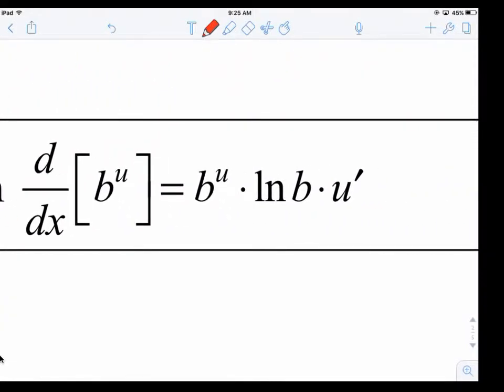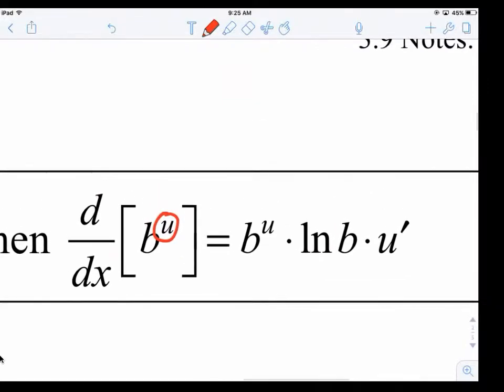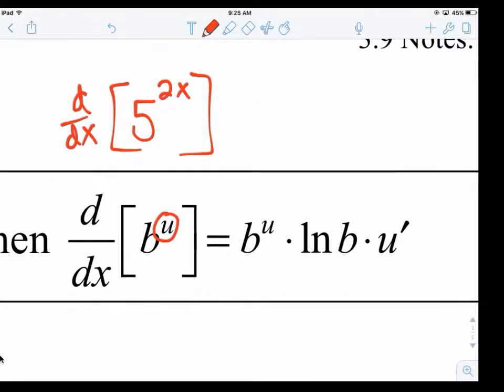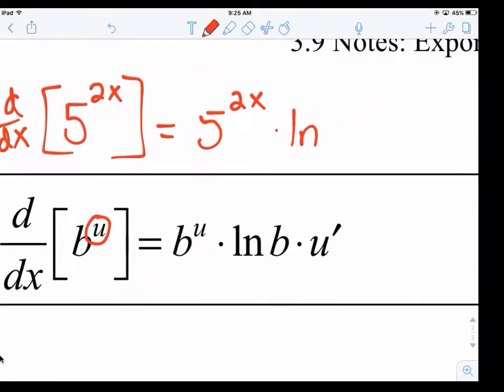Now, if you have something that's different in your exponent, say 5 to the 2x, your derivative would be 5 to the 2x times the ln of 5, times now the derivative of your exponent, which would be what? 2. Yeah, something other than just plain x to the first.